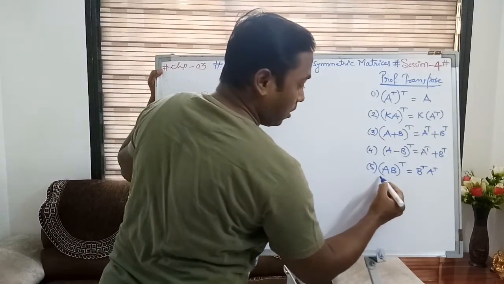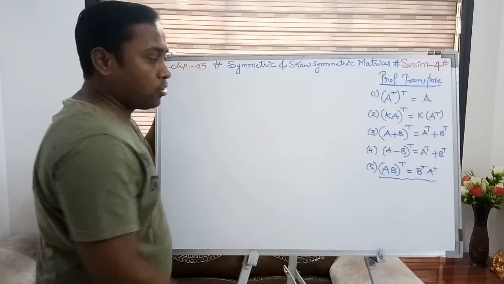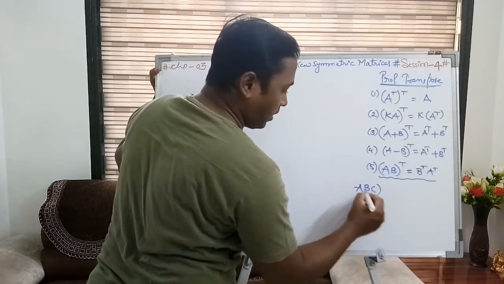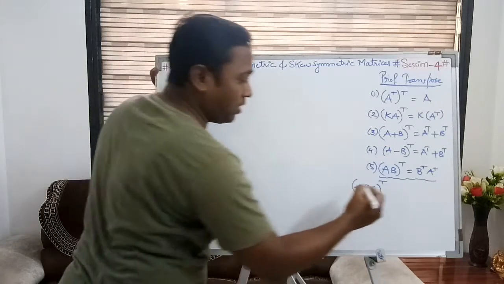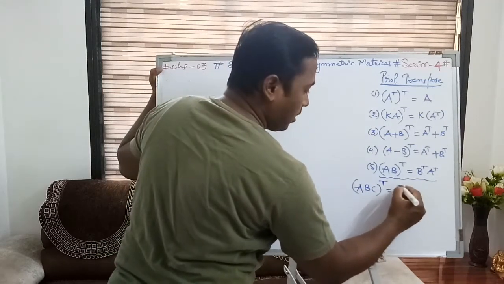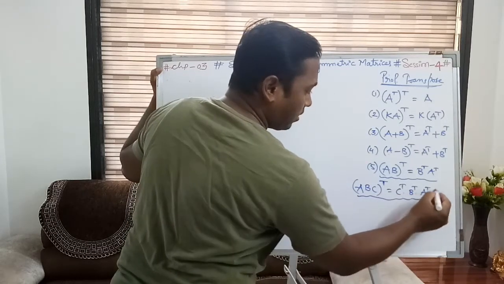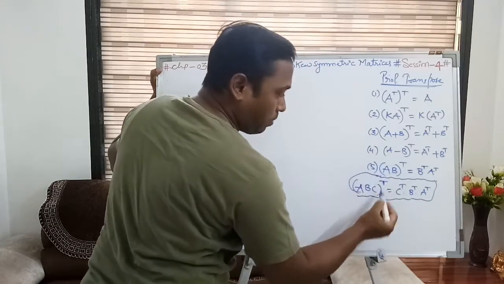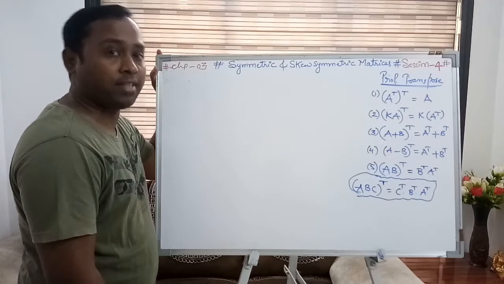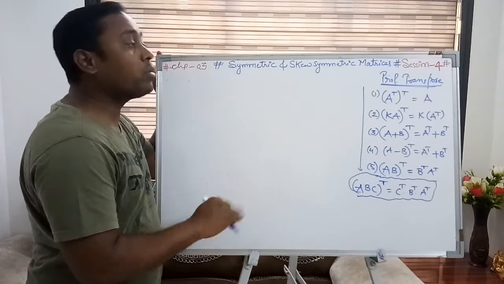Now if you see the last one, AB whole transpose is equal to B transpose into A transpose. This can be generalized by taking, let us say, the product of three matrices. If I want to do the transpose of this, I can simply do it by opening the bracket in reverse order. It means C transpose into B transpose into A transpose. Remember, this is a generalized statement. You may apply it for n number of matrices where the product exists, where multiplication exists. So these are the most important five properties you need to remember to discuss further.